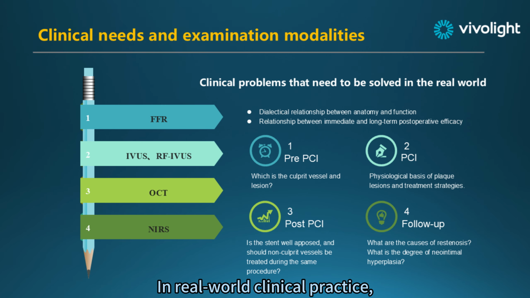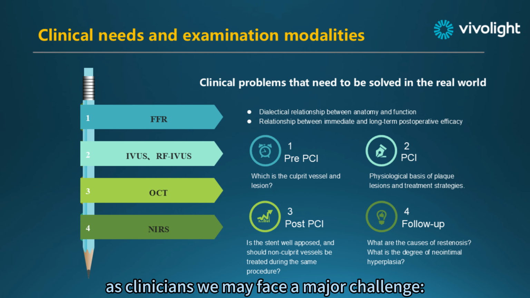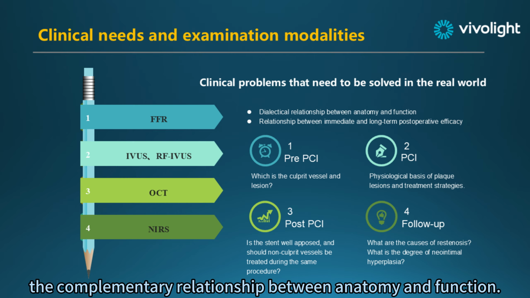In real-world clinical practice, as clinicians we may face a major challenge: how to balance the complementary relationship between anatomy and function. We need to understand the relationship between immediate post-PCI outcomes and long-term efficacy. From an anatomical perspective, we can assess lesions well, using indicators such as diameter and area stenosis rate.